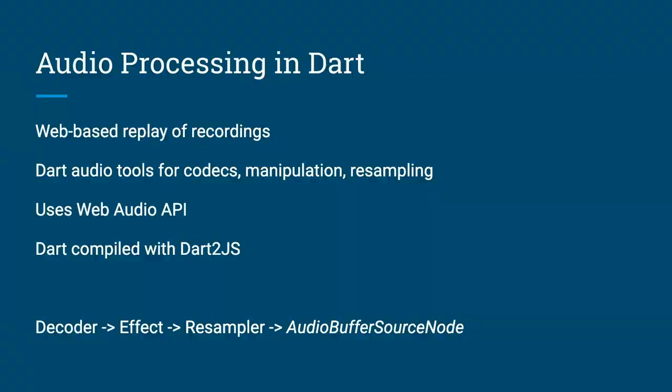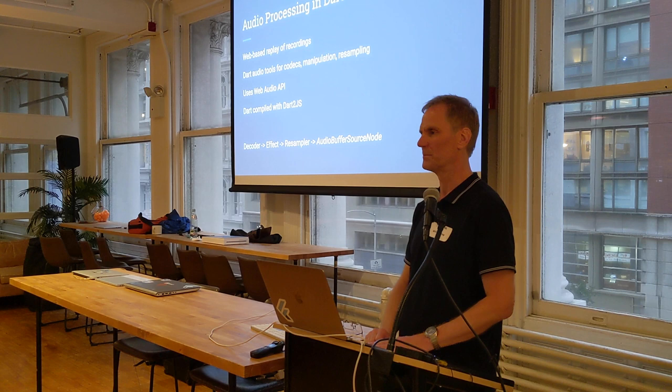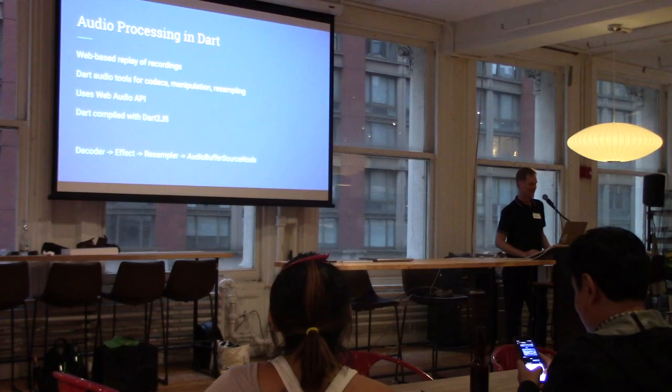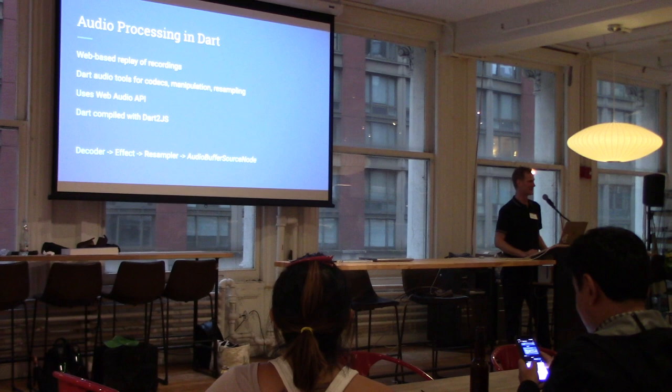Our product is a voice recorder, so we need to have a web-based GUI that allows you to replay recordings. So we have tools in Dart for manipulating audio, various different codecs, resamplers, and things like that. And we were talking down to the web audio API. All of that was compiled from Dart to JS. Down at the bottom, you see a typical chain of things. We're going from a decoder through an effect to a resampler, and then out to the web audio API's audio buffer source node.